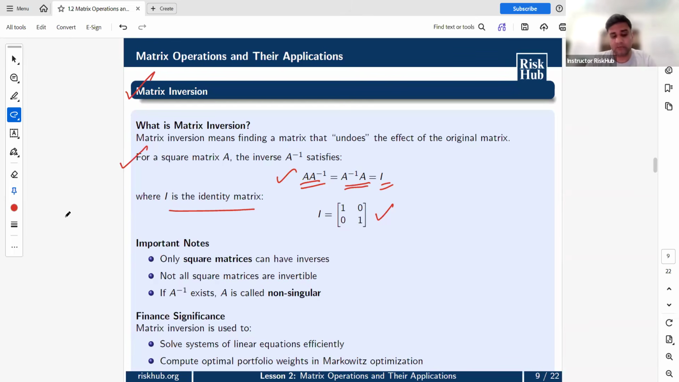Why do we need to understand this? Because this is critical in solving systems. For example, when we are trying to find the optimal Markowitz weights, your w star is nothing but the inverse of the covariance matrix multiplied with mu, right? That we need to understand, where this is your inverse covariance matrix.